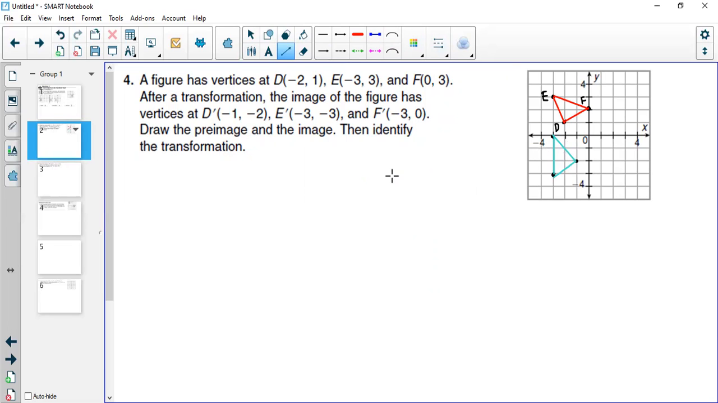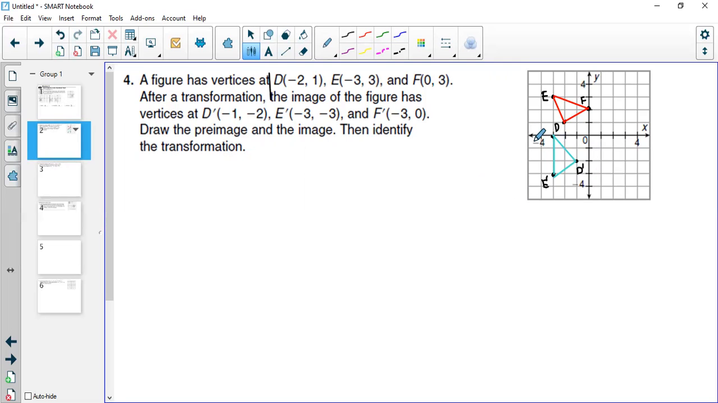Okay. So once again, before you identify, check the coordinates. Negative 2 and 1. So negative 2 and 1. Negative 3 and 3, and 0 and 3. So this is the pre-image. And for the image we have, this is D prime, negative 1 and negative 2. This is D prime. Then E prime is negative 3 and negative 3.